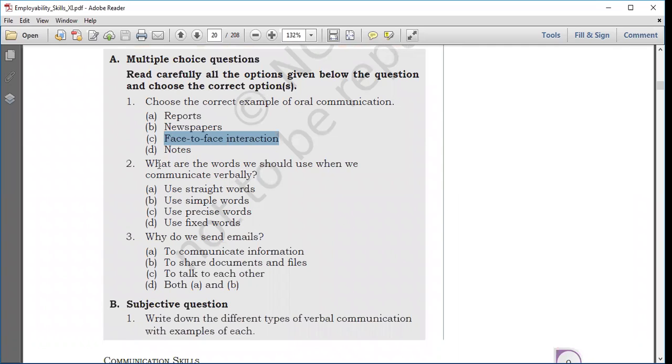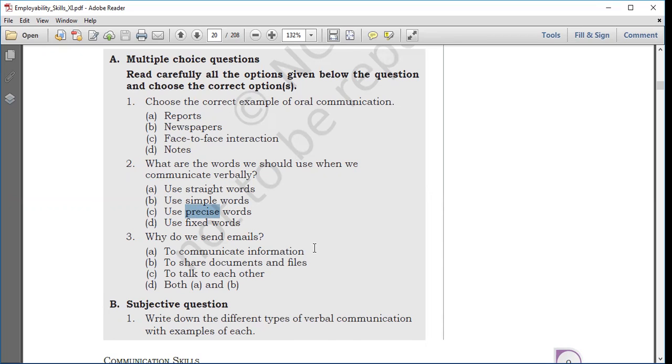What are the words we should use when we communicate verbally? So when you communicate verbally, use straight words, simple words, precise words, right? You should use precise words, the words which are correct.